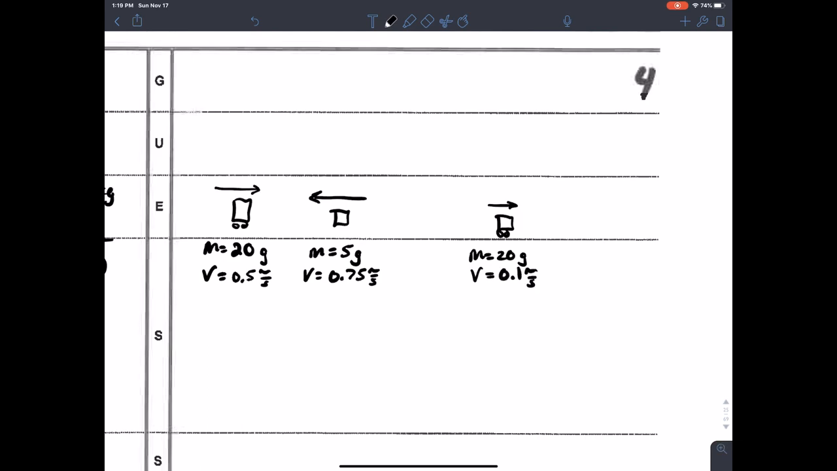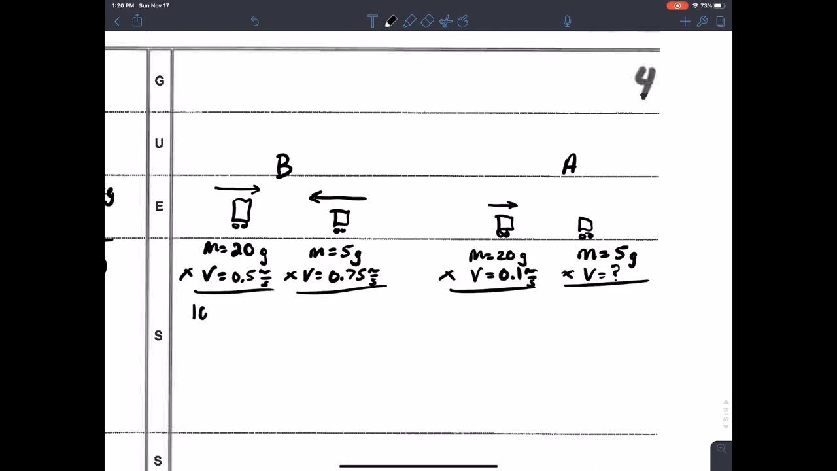And then the toy car afterwards, it's still going to have a mass of 5 grams, but we don't know what its velocity is going to be. Okay, so we have to figure out what that velocity of the little toy car is going to be. So again, this is before, this is the after. All right, so we need to figure out what these values are. So we need to multiply our mass and our velocity for each one of these. So the toy truck, it is going to have a momentum of 10 kilogram meter per second.